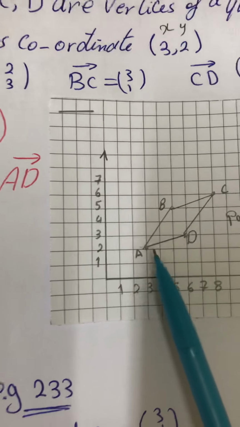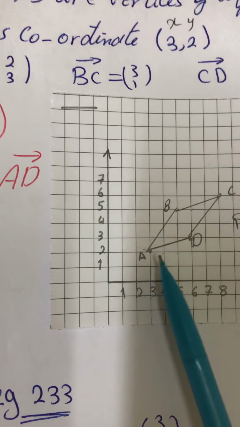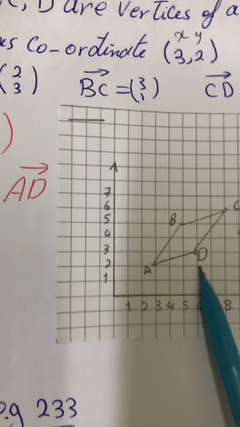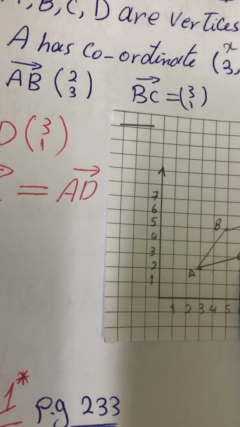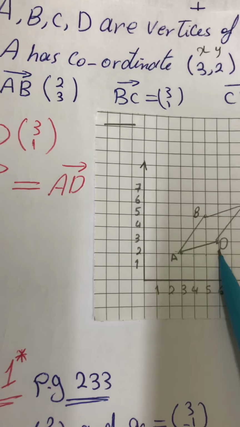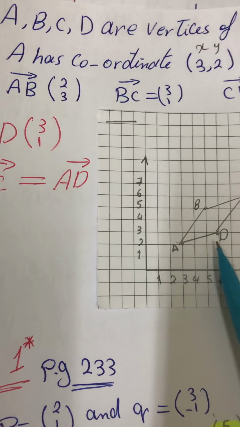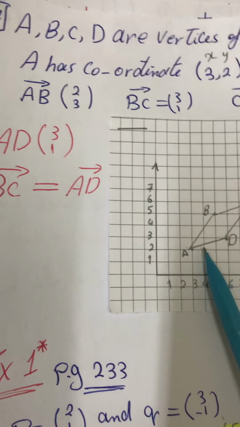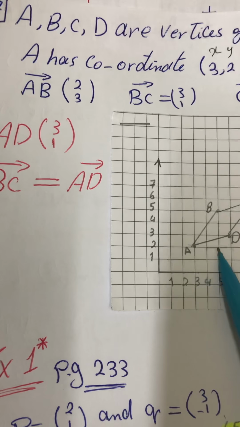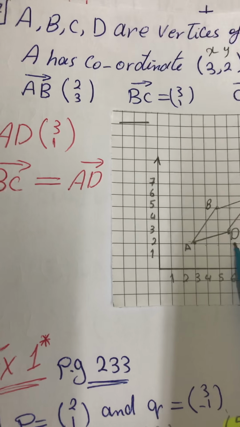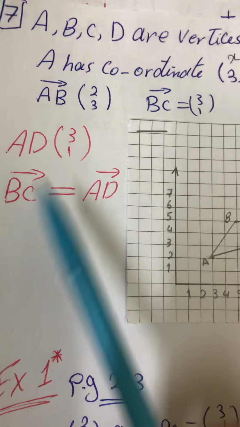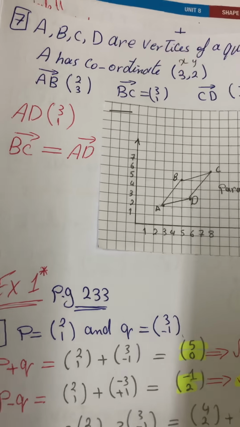Okay. Let's count the distance between A and D. From A, I walk 1, 2, 3, and go up. So it will be 3 and 1. You see? Again, A, D. So I walk from A till reach to D. Let's count how many lines we have. 1, 2, 3. This is X. And go up 1. So it will be 3 and 1, X and Y. Clear?